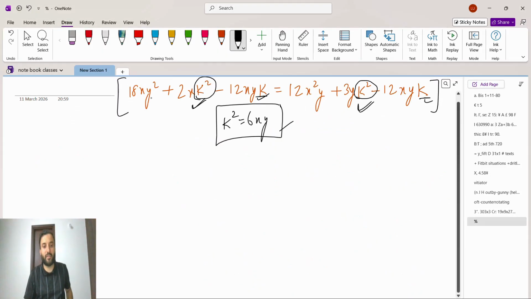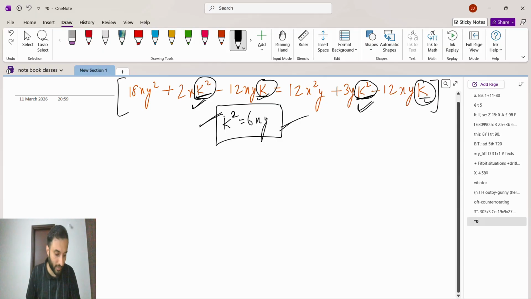Is k square present here or not? If you see, yes, k square is present. The correct answer will be k square. If k square is not present, then we have to simplify and write in the form of k. But k square, the highest power, is present, so that is the answer.